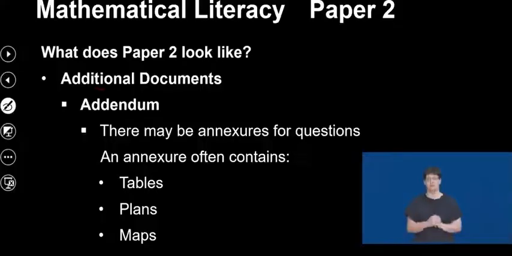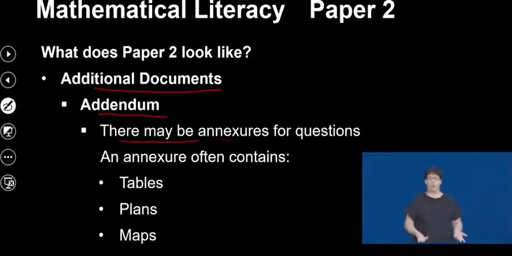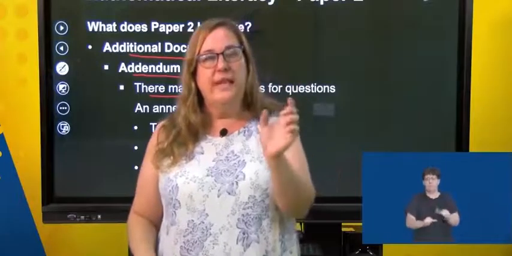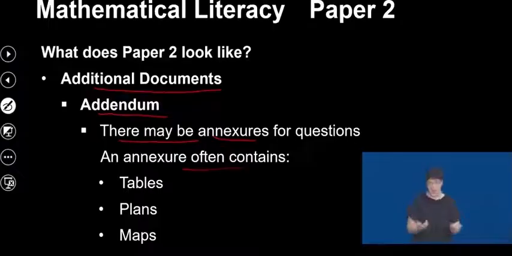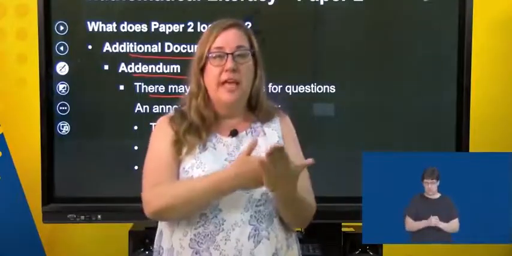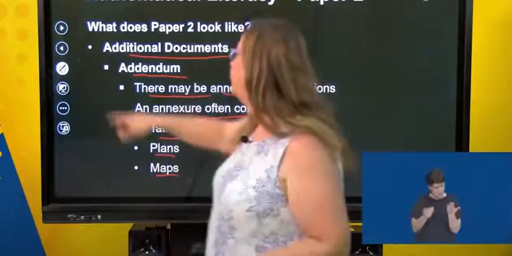Right, there are lots of additional documents that you've been given. You will be given an addendum. There may be annexures for certain questions, though this is not guaranteed, and they'll label the annexures in a very systematic way. The question will say to you, refer to Annexure A or Appendix A. These often contain tables, plans, maps or any information that adds to the question, and you need to refer to this annexure in order to answer the question.